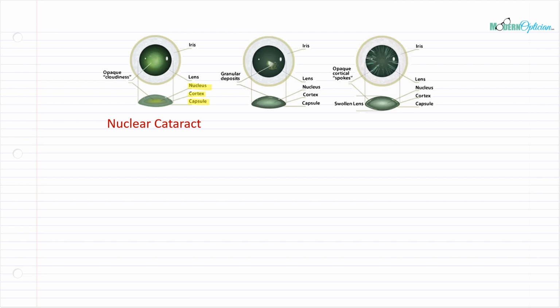So that type of cataract can be very detrimental to vision. It's right in the central vision. So this is the one that tends to have quite a bit of impact on the visual process and can be quite bothersome for the patient.